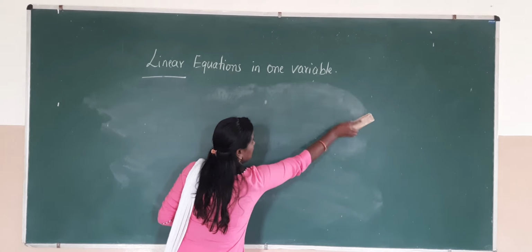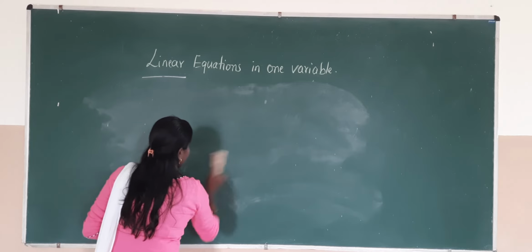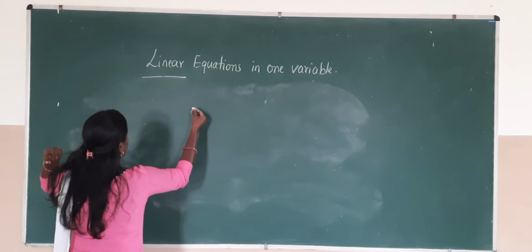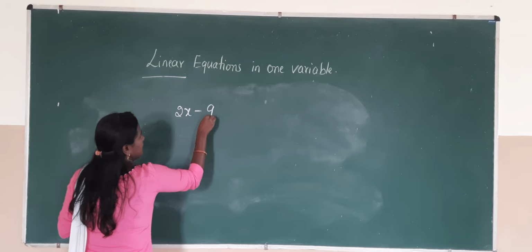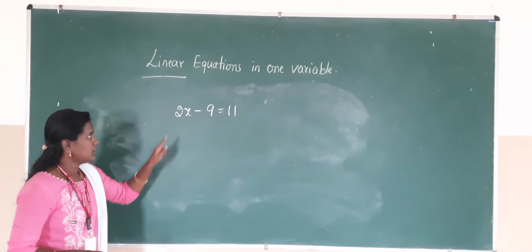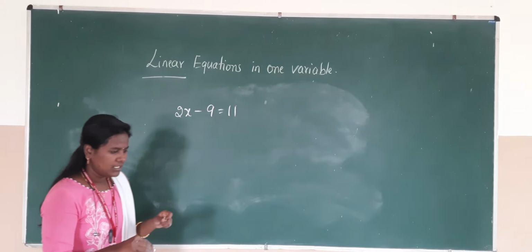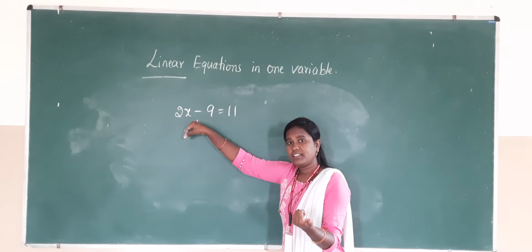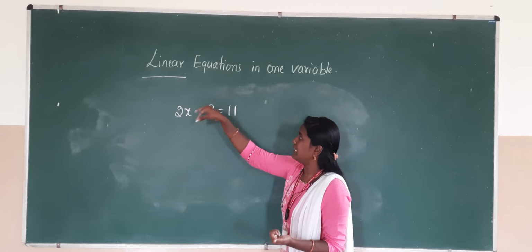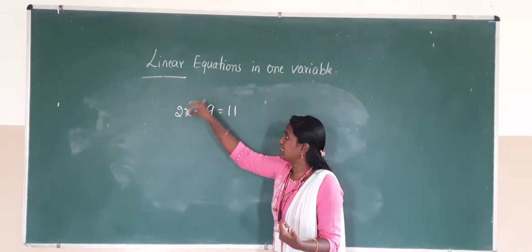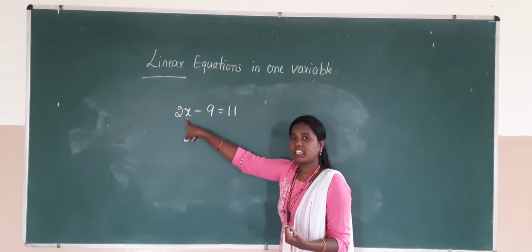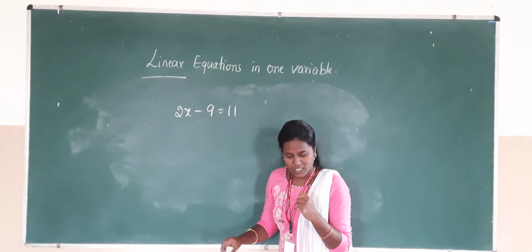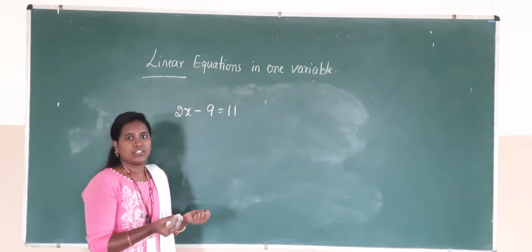What is the meaning of this equation? If you are taking 2x minus 9 is equal to 11, is it an equation? Yes, of course it is an equation. And also we learned that it is a linear equation. Why is it linear? Because its power is 1. Okay. So what is an equation?